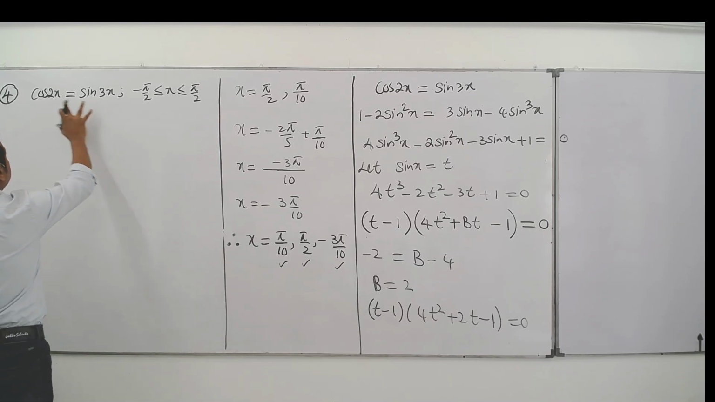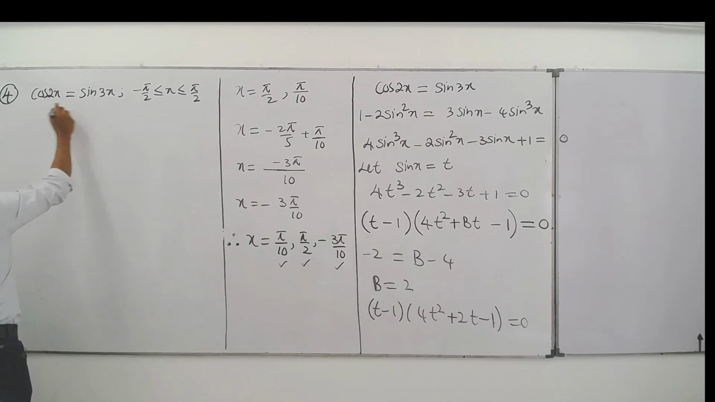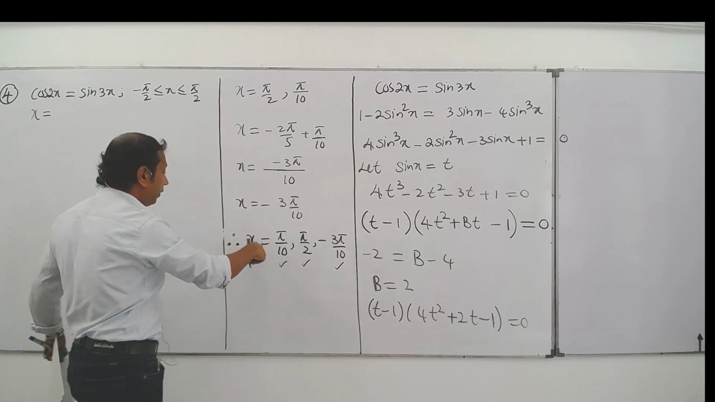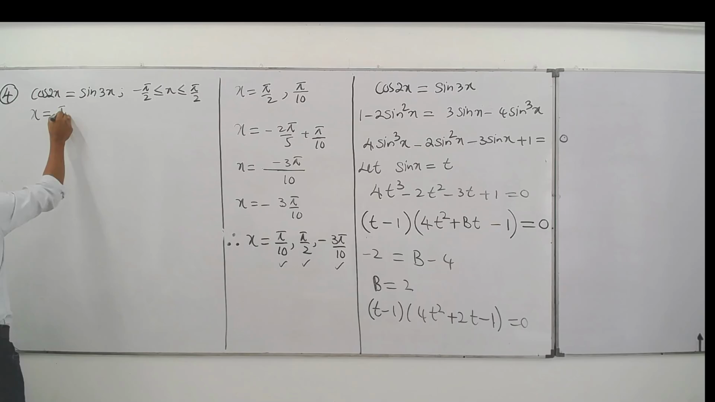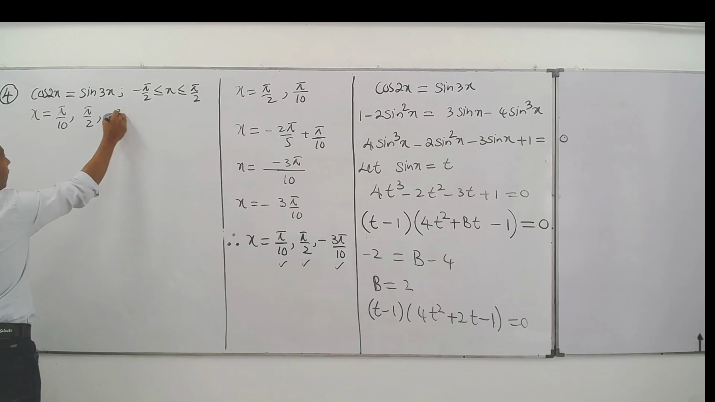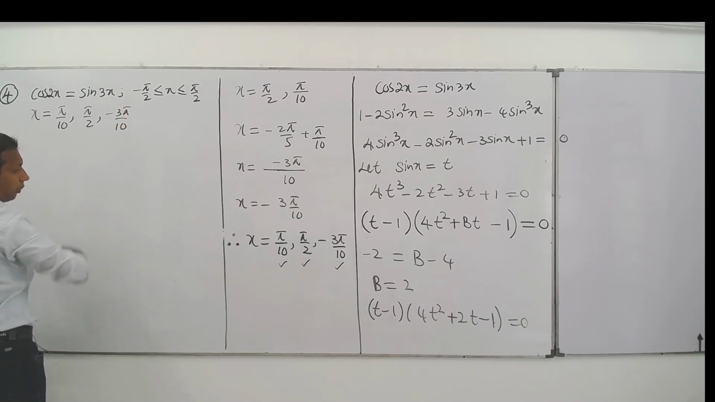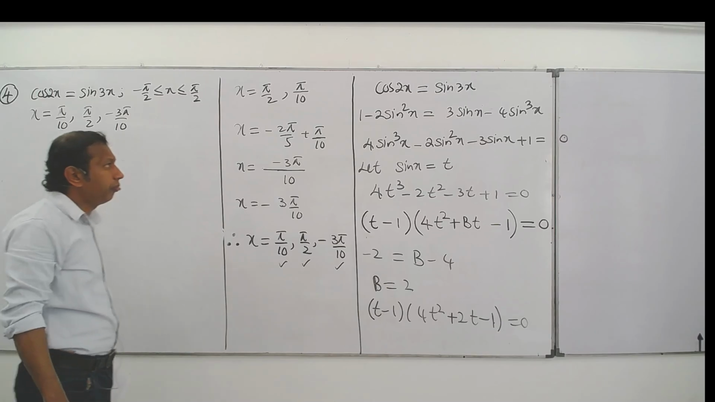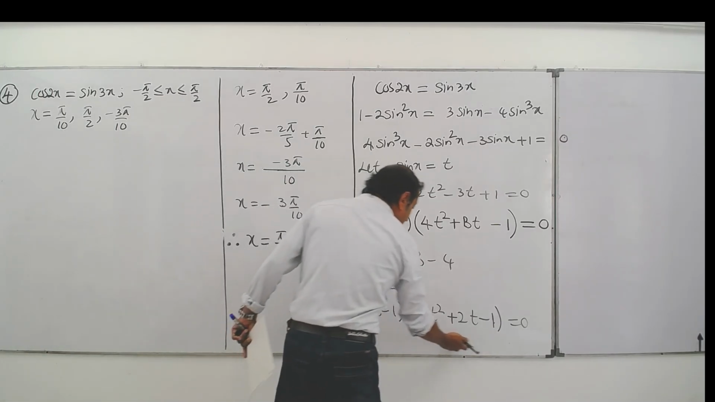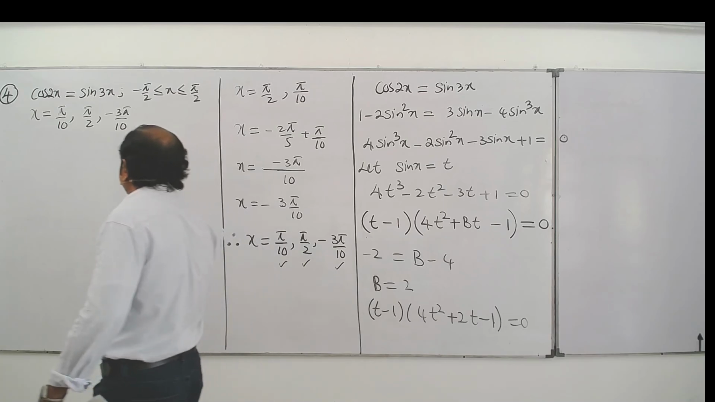We found the solution of this equation for x. We got 3 answers. I write them here. The 3 answers are pi by 10, and the other one pi by 2, and the other one minus 3 pi by 10. Okay. Now, here I am going to find the solution for this.